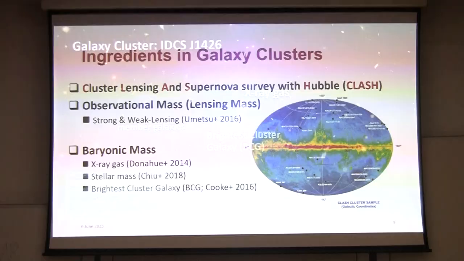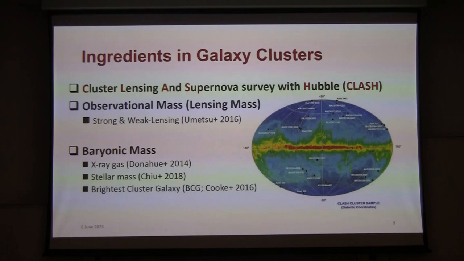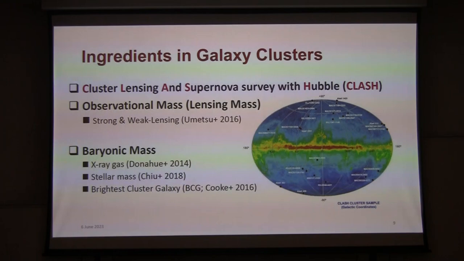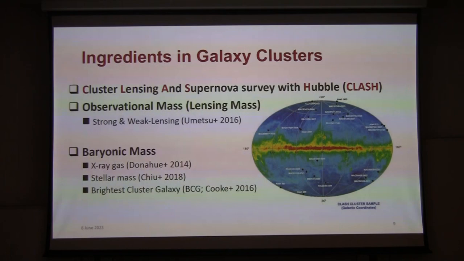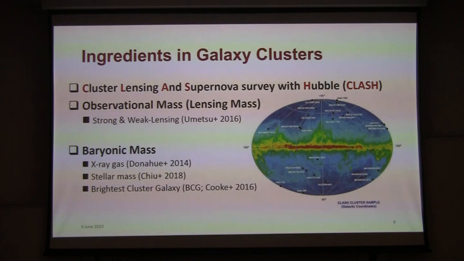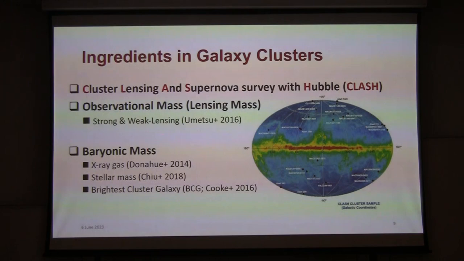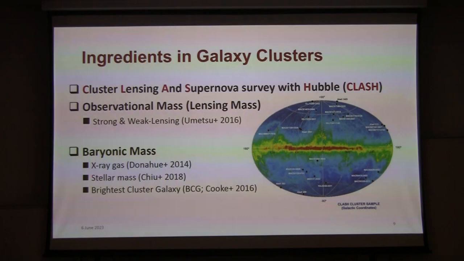So here are the ingredients of the galaxy clusters in our study. We focus on the so-called CLASH sample, the Cluster Lensing and Supernova survey with Hubble. This is 25 massive galaxy clusters that we have, and we have superior spatial resolution data for each galaxy cluster. The observational mass was measured by gravitational lensing, both strong lensing and weak lensing. Strong lensing is for the inner object like the BCG. For baryonic mass, we need to consider the dominant X-ray gas mass and the subdominant stellar mass as well as the BCG mass.